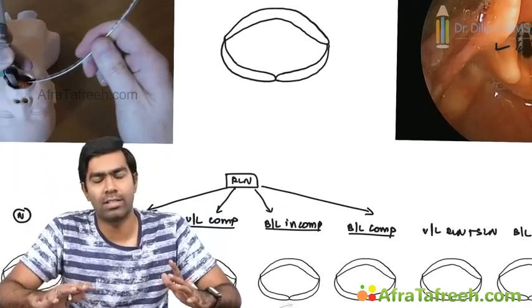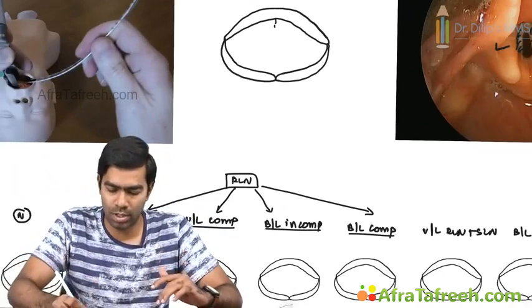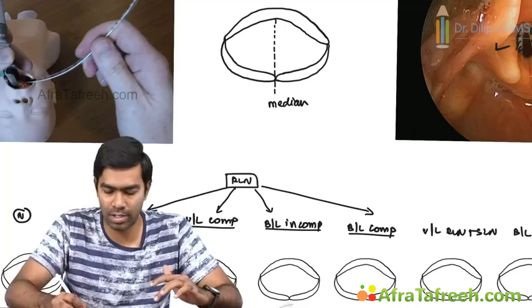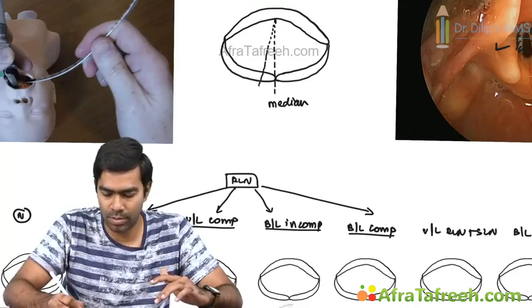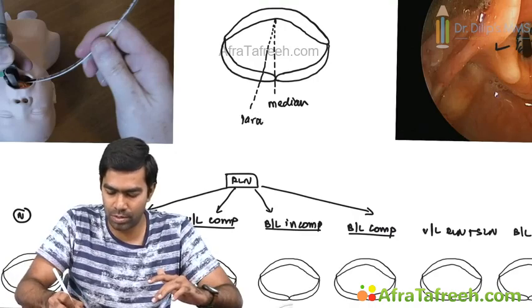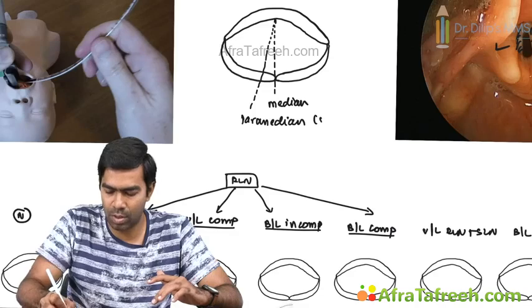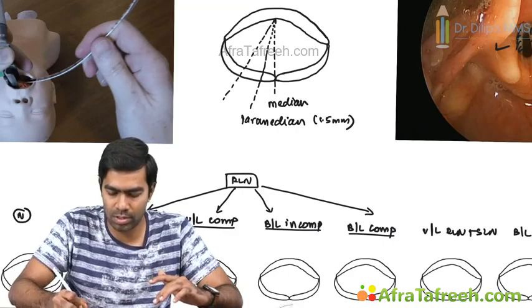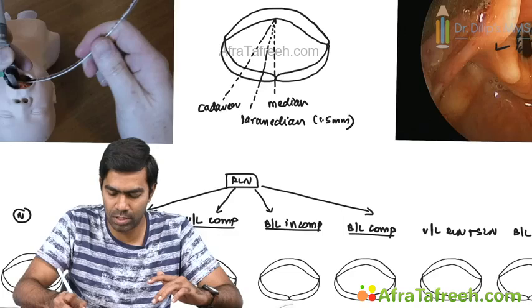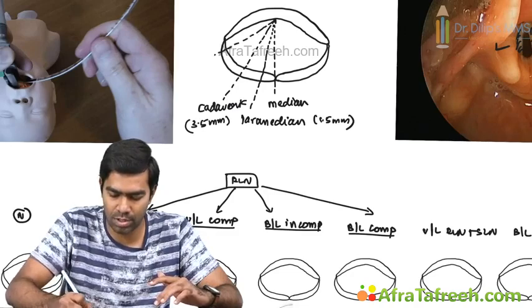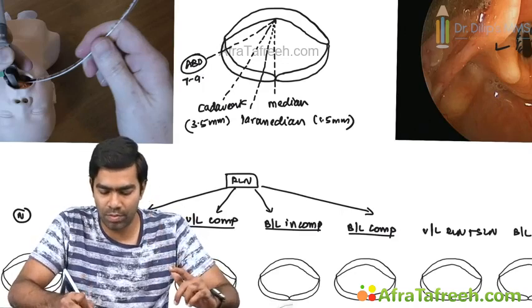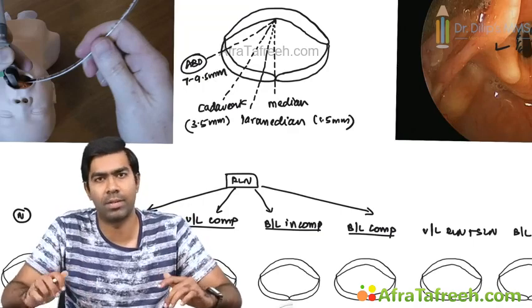So with this in mind, let us see what will be the positions of the vocal cords and the vocal fold. This position is what we refer to as the median position. It's exactly the midline, dead straight. This position, we call the paramedian position, which is typically 1.5 millimeter from the midline. This position is called the cadaveric position, around 3.5 millimeter from the midline, and this position is full abduction, that is 7 to 9.5 millimeter from the midline.